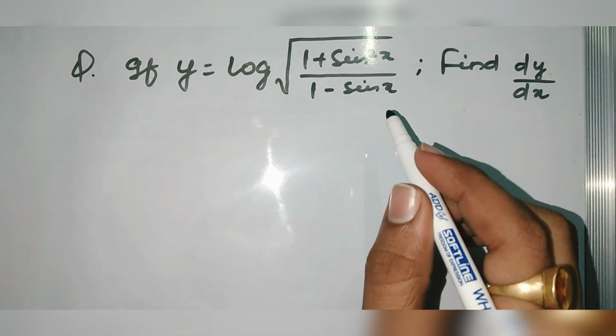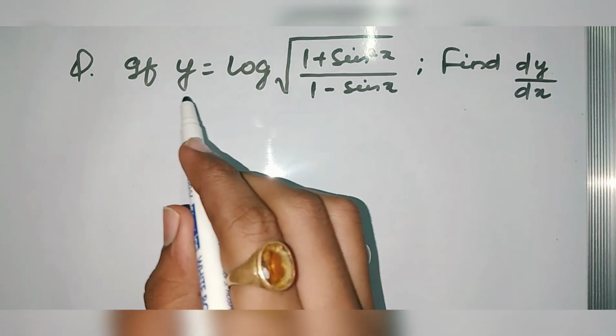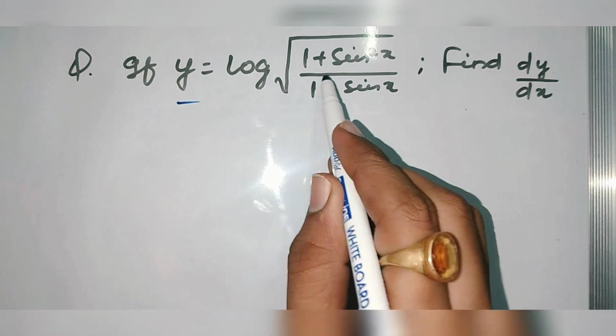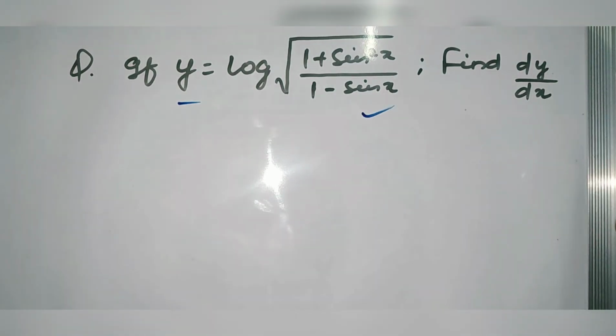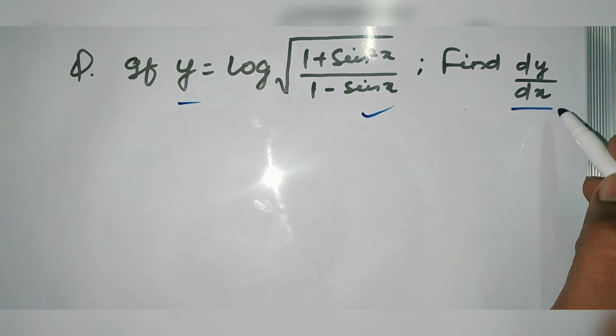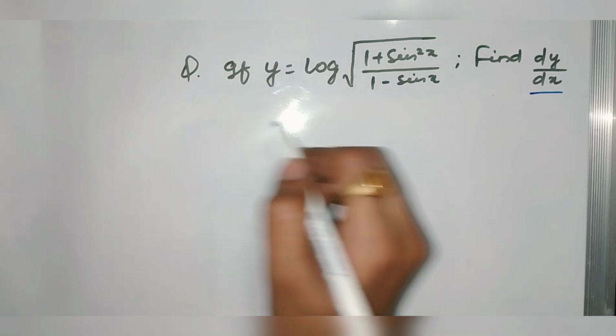Today we will be solving a question of differentiation where y equals log root under (1 plus sin x) squared divided by (1 minus sin x) is given, and we have to find dy upon dx. That is, the differentiation of this one.